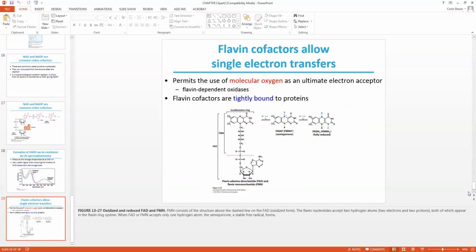And so when we're thinking about the structure of FAD in its oxidized form, the flavin nucleotide accepts 2 hydrogen atoms, which is why you form FADH2. Right? So 2 electrons and 2 protons, both of which appear in the flavin ring system. So when FAD or FMN accept only 1 hydrogen atom, the semiquinone is a stable free radical that also can form. We're going to leave it there.